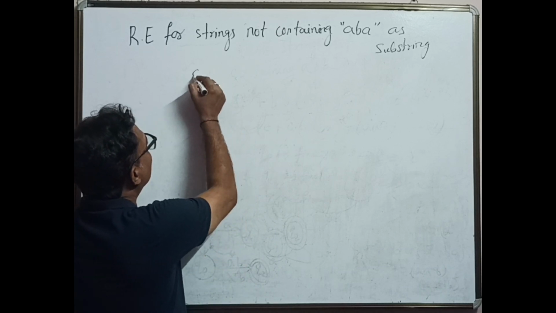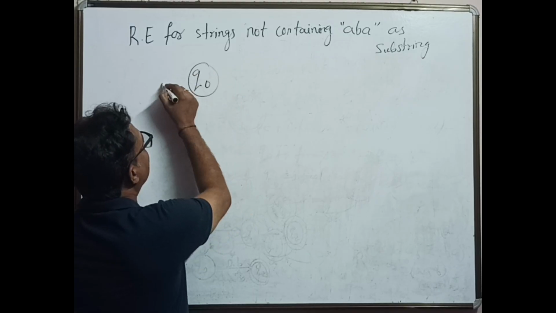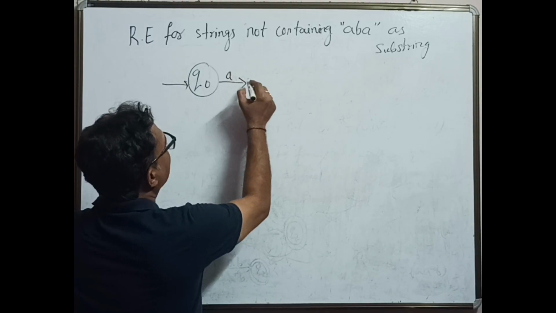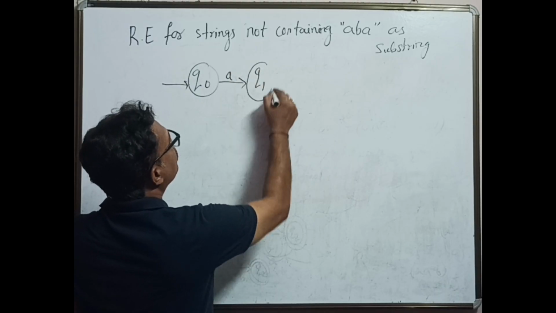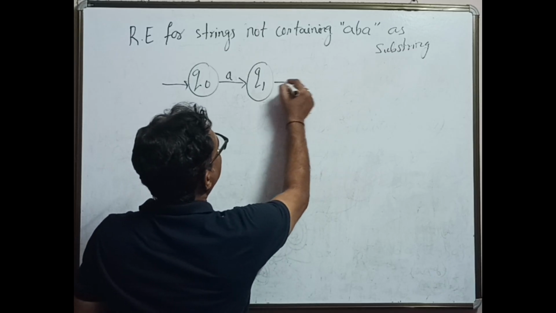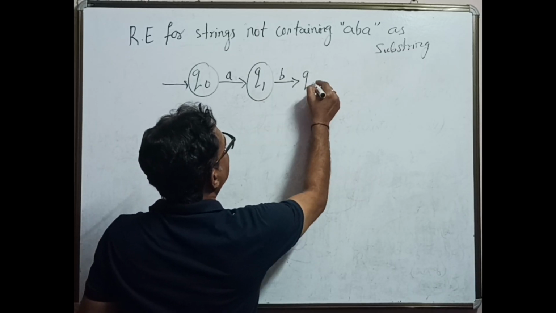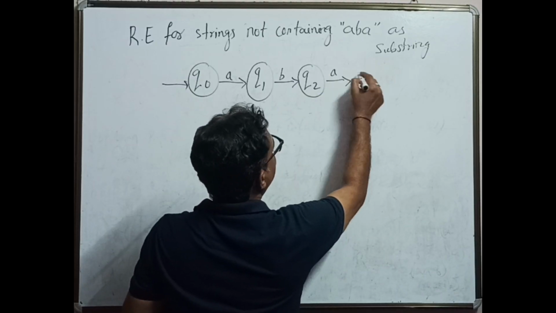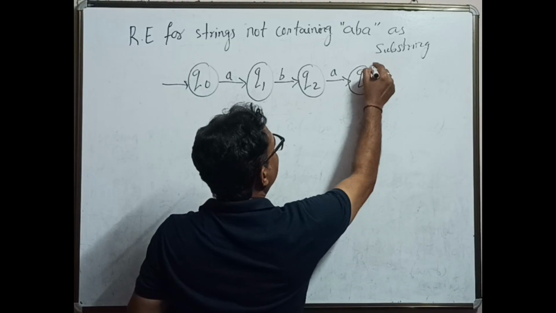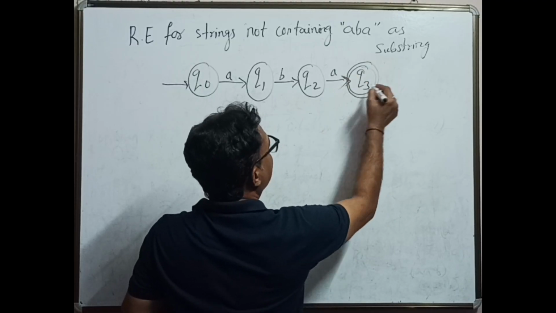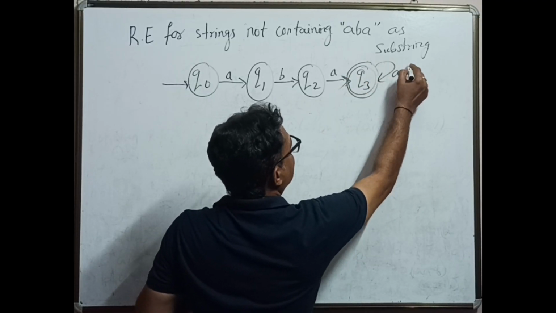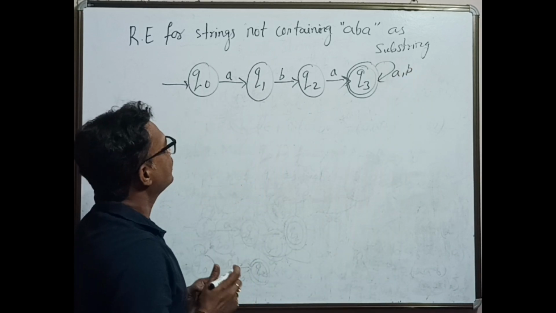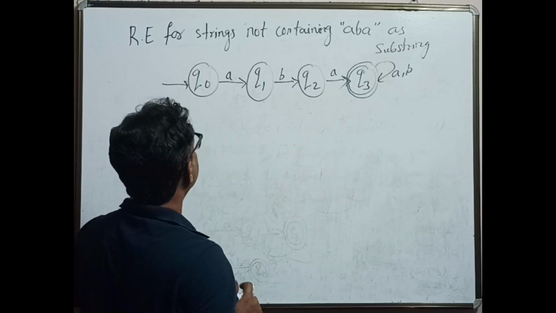So we start with Q0, the starting state, then on A, it moves to Q1, then on B, it moves to Q2, then again on A, it moves to Q3, where Q3 is our final state, and after that, it can take any number of A's and B's. Now, let us complete the DFA design first.